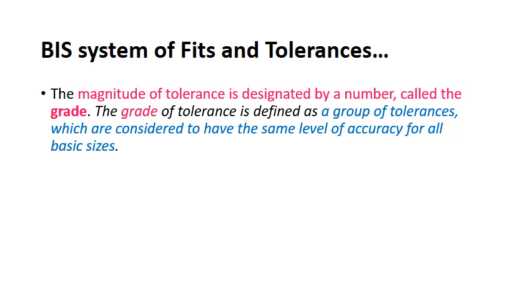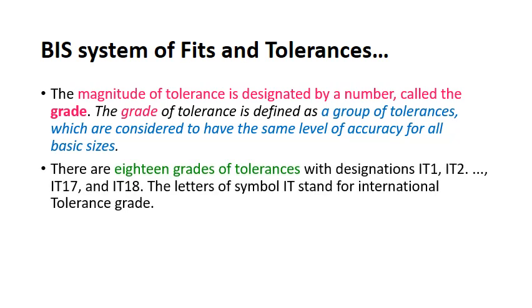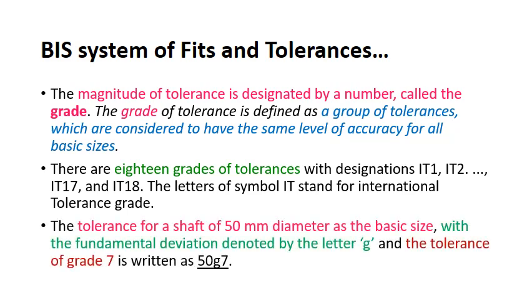The number is actually the magnitude of the tolerance, and we call it a grade. The grade of tolerance is simply a group of tolerances which are considered to have the same level of accuracy for all basic sizes. That we can see in the tolerance table in the next slides. There are basically 18 grades of tolerances. IT means International Tolerance Grade.